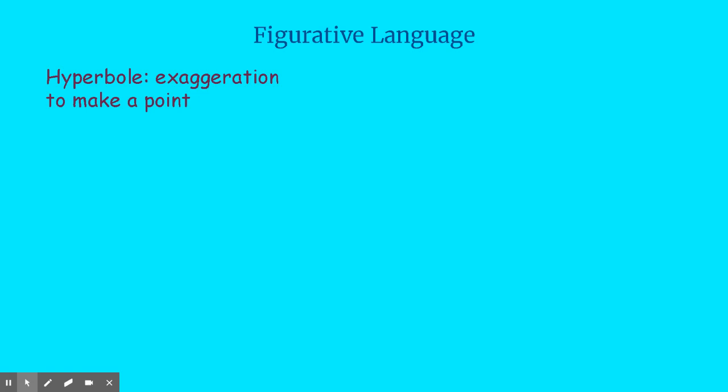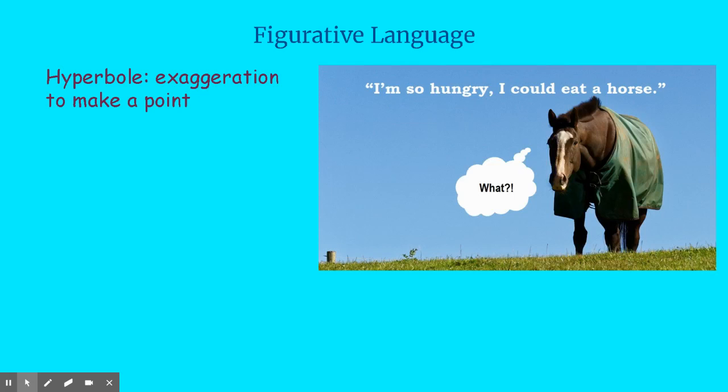I think of Junie B. Jones, who was really good at hyperbole. She would exaggerate everything. So for example, I'm so hungry I could eat a horse. We're not obviously going to be eating horses. It just means you're really, really hungry.